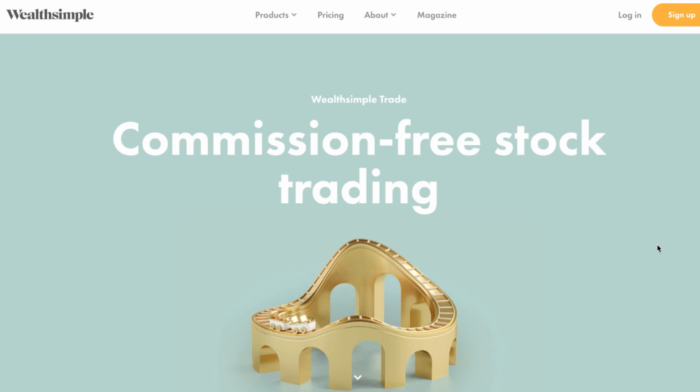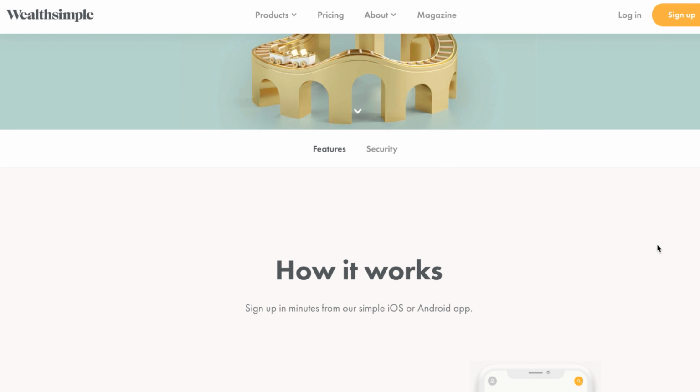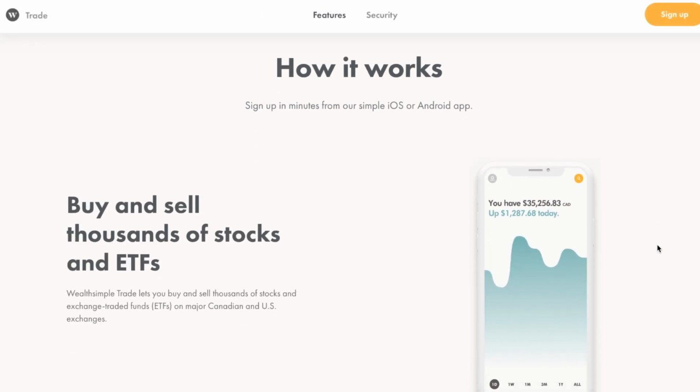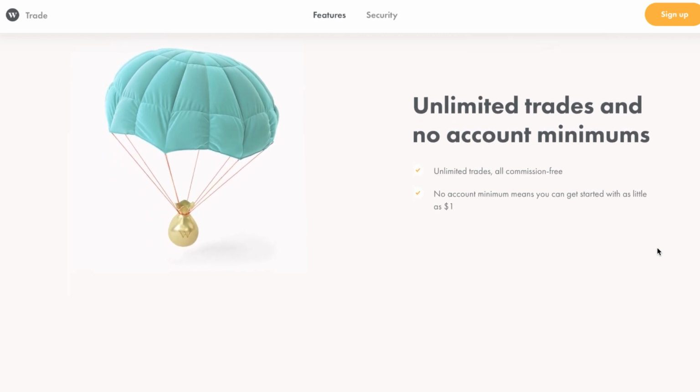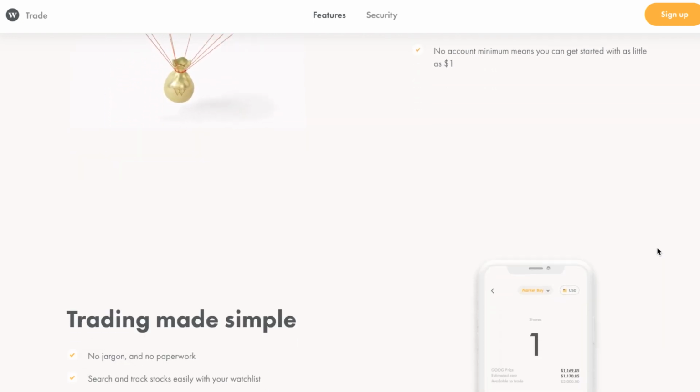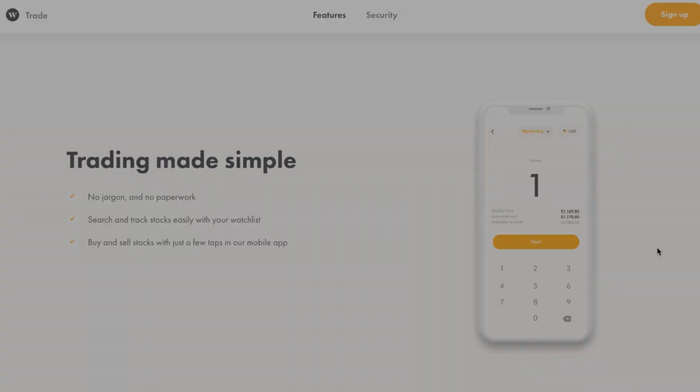Hey guys, today I'll provide an in-app walkthrough of Wealthsimple Trade. This is an app that allows you to trade stocks for free, basically the equivalent of Robinhood for Canadians. I'll be reviewing the app's interface features as well as placing my first trade right there on screen. So let's get right into it.